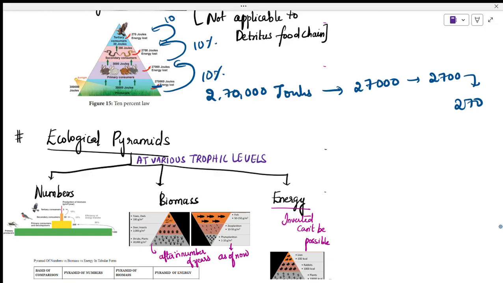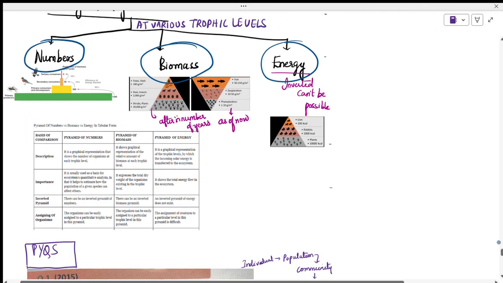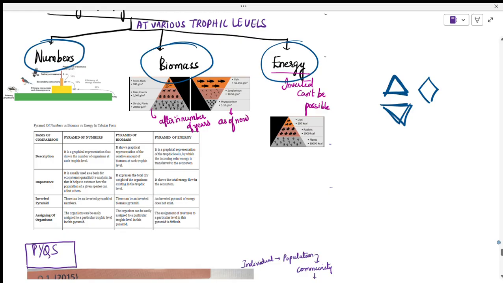So just remember that ecological pyramids can be represented in numbers, biomass, and energy. Numbers and biomass can be represented in normal triangle, inverted triangle, and also in this shape format. But for the ecological pyramid of energy, inverted triangle is not possible, and this triangle is also not possible. Only a straight triangle can be used.